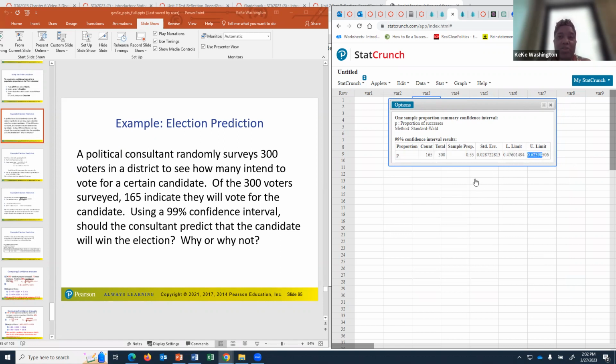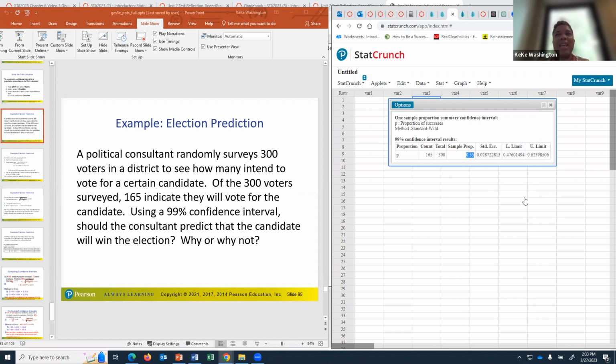So we would interpret this by saying that we are 99% confident that between, we'll say approximately 48% based upon our lower limit and approximately 62% based upon our upper limit of voters plan to vote for this candidate. Once again, we are 99% confident that between 48 and 62% of voters, all voters that is, not just the 300, we already know 55% of the 300 is voting for the candidate. All right, so we're 99% confident that between 48 and 62% of voters will vote for this candidate.